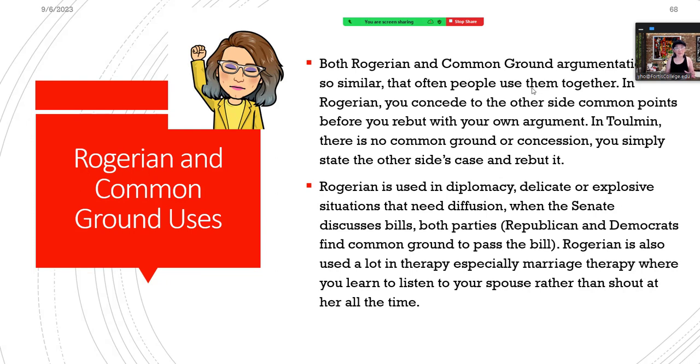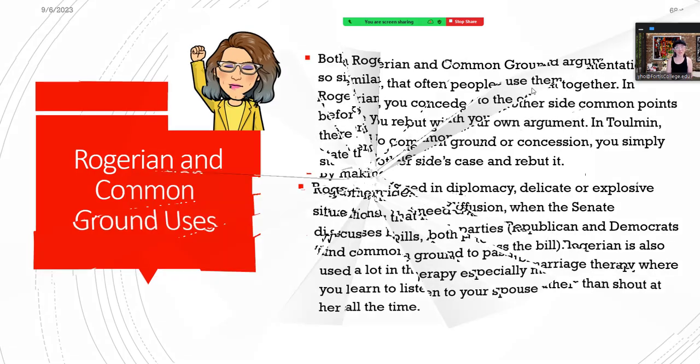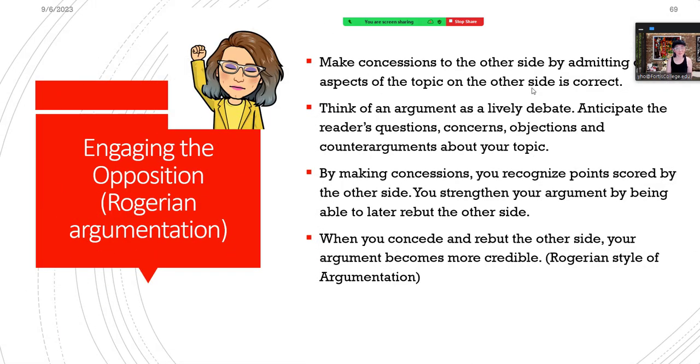And then Rogerian, where you concede to the other side, is used in diplomacy, delicate or explosive situations that need diffusion, or if you're undergoing marriage therapy, where both sides have to find common ground to forgive each other, to continue the marriage. And so when you do Rogerian, you make concessions to the other side by admitting that certain aspects of the other side are correct.